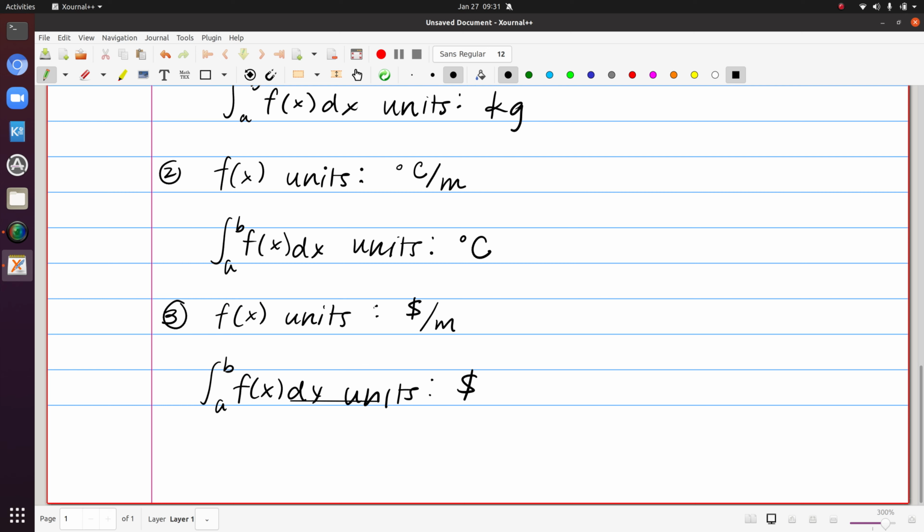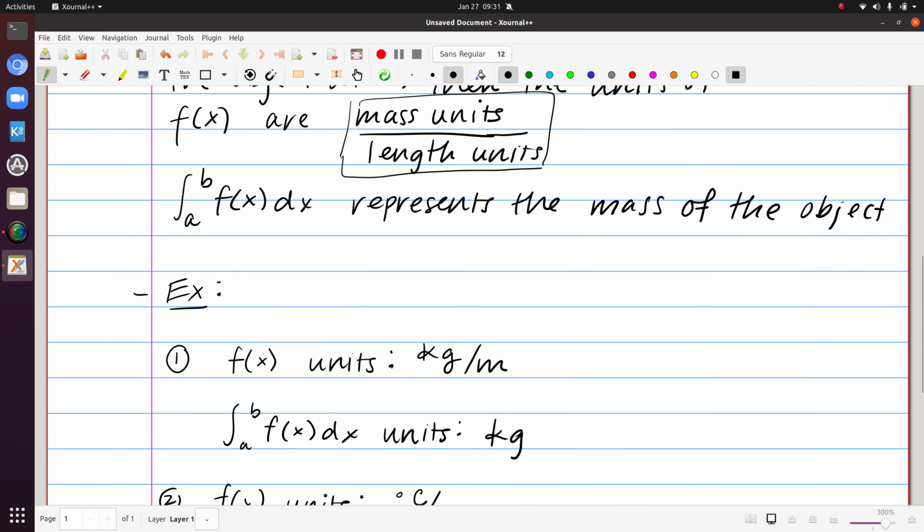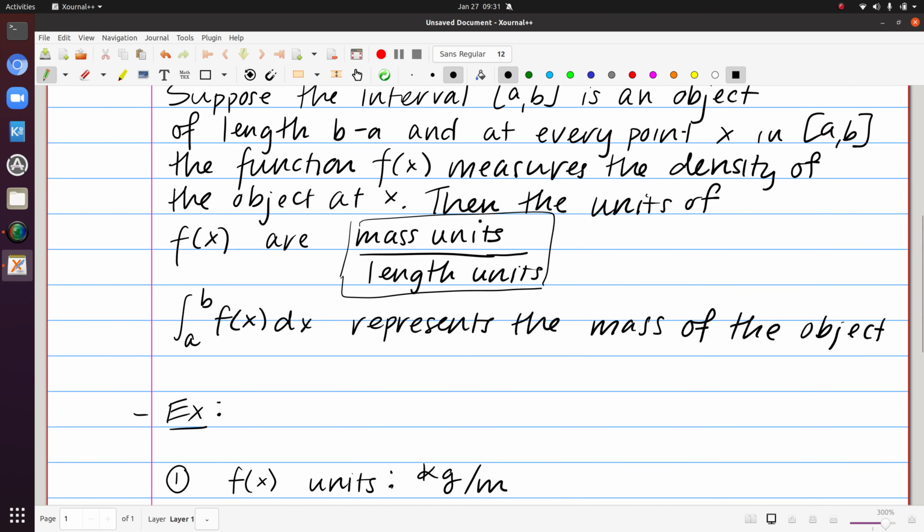So in the next video, I will look at some specific examples with context, but the main thing I do want to carry through with this is to really pay attention to the units in that context, and consequently thinking of what the integral really gives us.